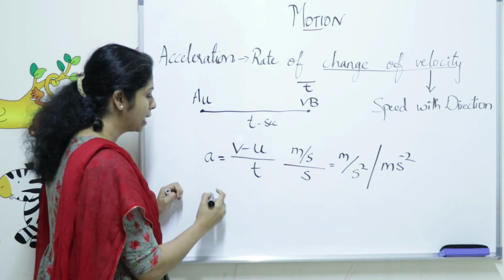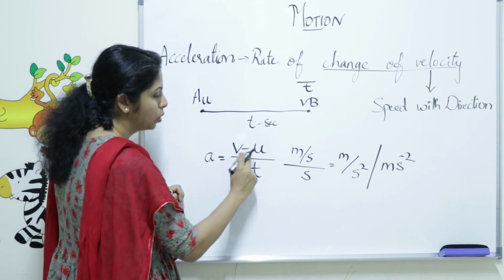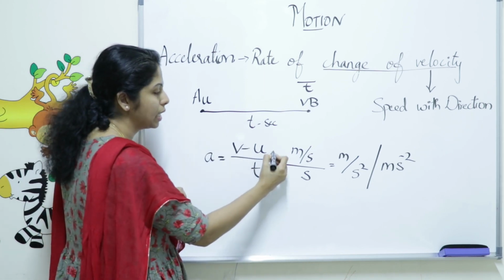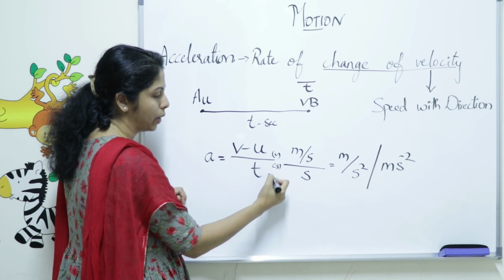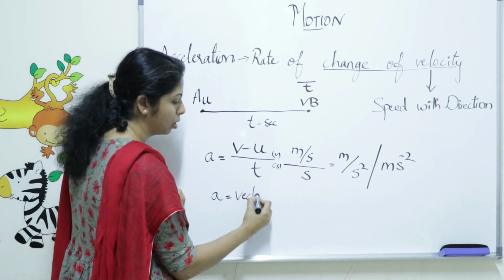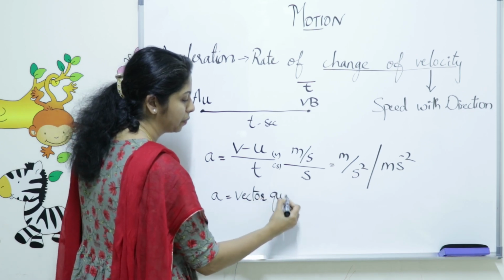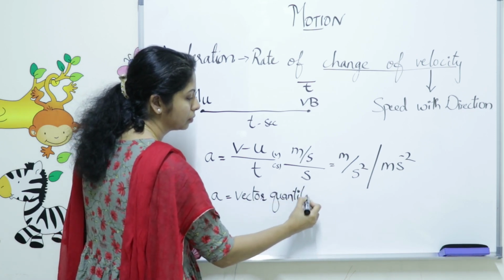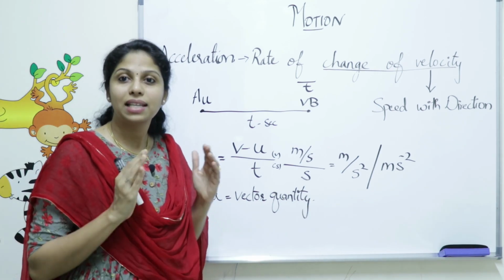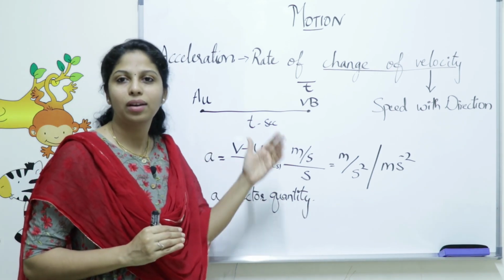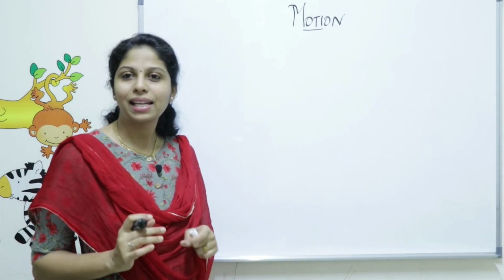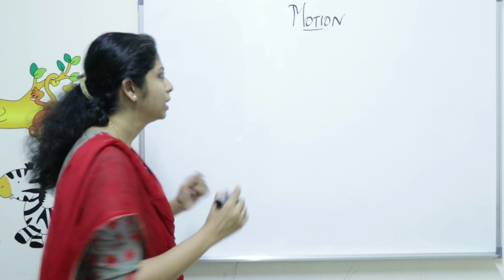Now, acceleration is a vector quantity. The velocity we have already discussed is a vector quantity and time is a scalar quantity. Therefore, acceleration is a vector quantity. Hope you understood. Acceleration is nothing but the change in speed or direction of an object which is in motion. Now, let us understand more about acceleration.